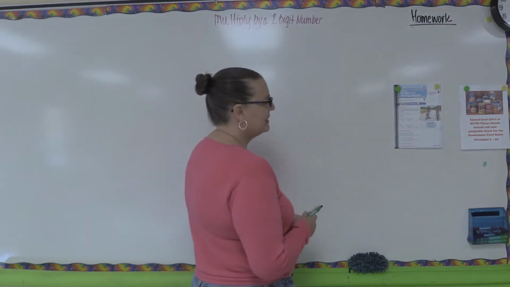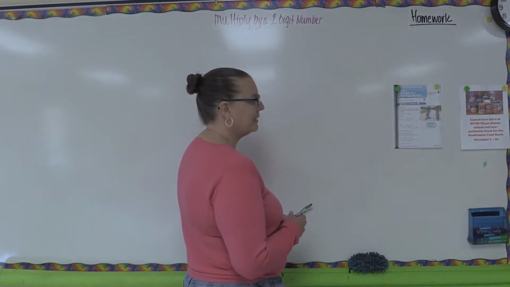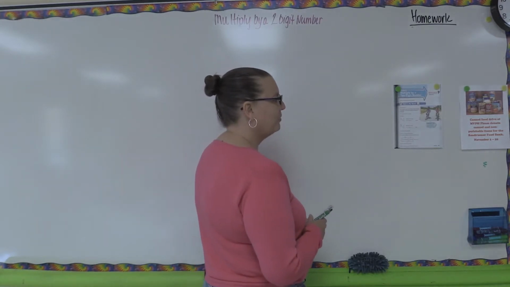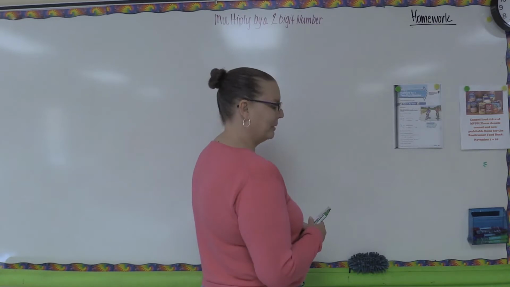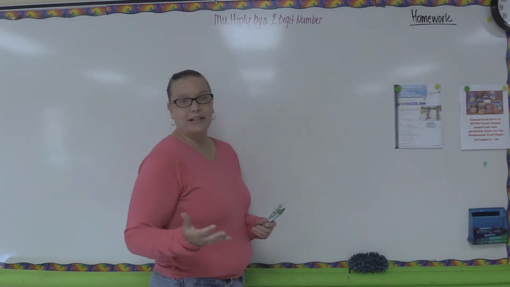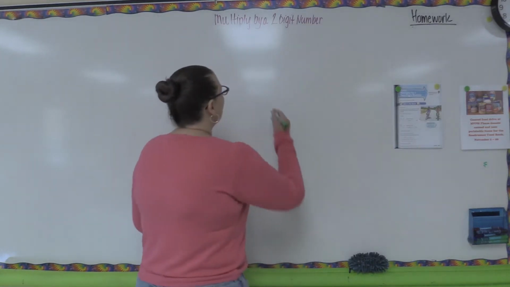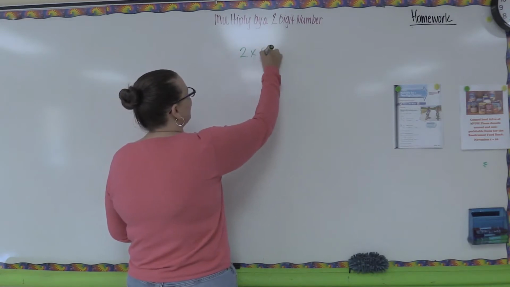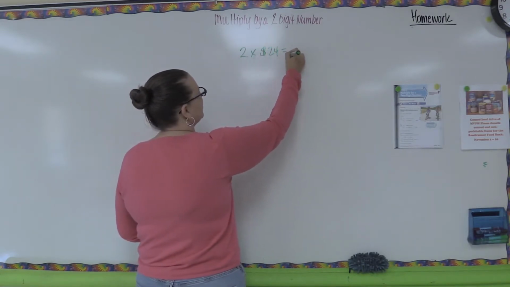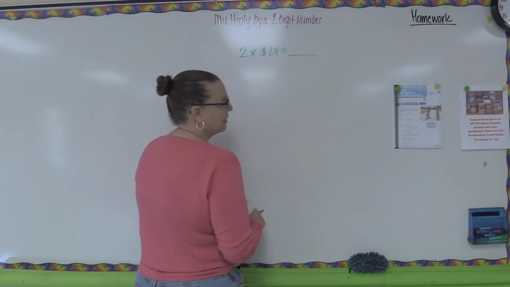Example number 1 says, Anne's mom buys 2 helmets. Each helmet costs $24. How much does she spend on helmets? So what are we trying to find? How much she spent on helmets. She bought 2 of them and they are $24 each. So we are trying to find 2 times 24.